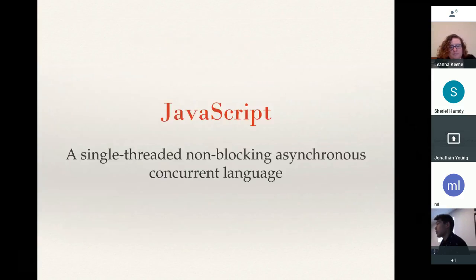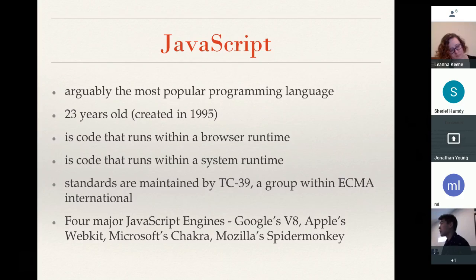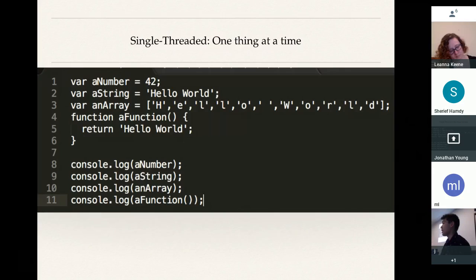So when we go back to our huge, disgusting thing, it says a single-threaded, non-blocking, asynchronous concurrent language. Let's break it down term by term. We start off with single-threaded. Single-threaded means that one thing happens at a time. So when we go line by line here, like var a number equals 42, var a string equals hello world, it's only executing one thing at a time. Line 1 is going to execute, then line 2, then line 3, then line 4, and it's only going to execute one line at one time. That's what it means to be a single-threaded language.